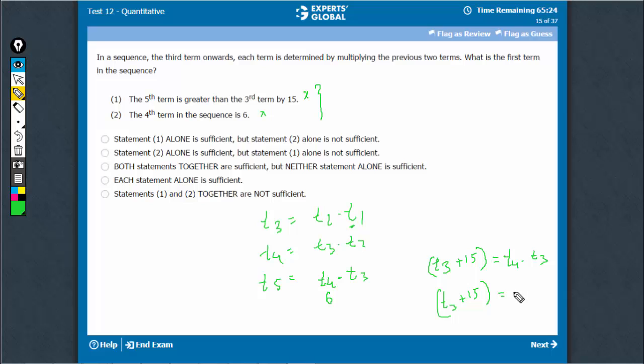is equal to 6 into T3. So now you know the value of T3 can be determined. If T3 is known, T4 would be determined. So we'll know the value of T3 and T4. So once T3 and T4 are known, we'll be able to find the value of T2. If T2 and T3 are known, then the value of T1 can be determined.